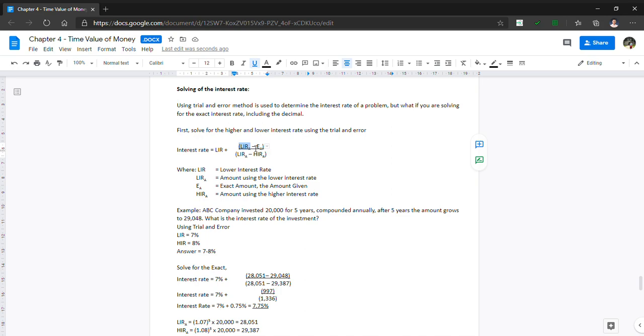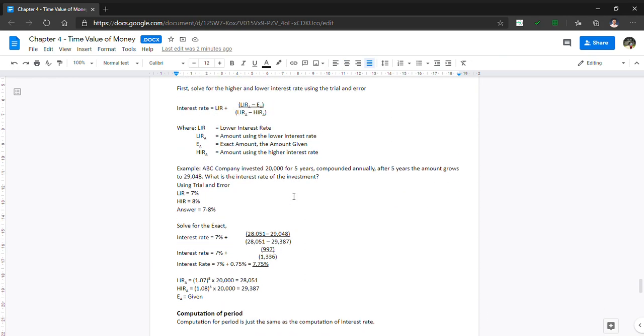Ay yung amount using lower interest rate, less yung exact amount or yung gusto nating makuha, divided by the amount using the lower interest rate, less yung amount using the higher interest rate. So, ganun. Let us illustrate using an example.